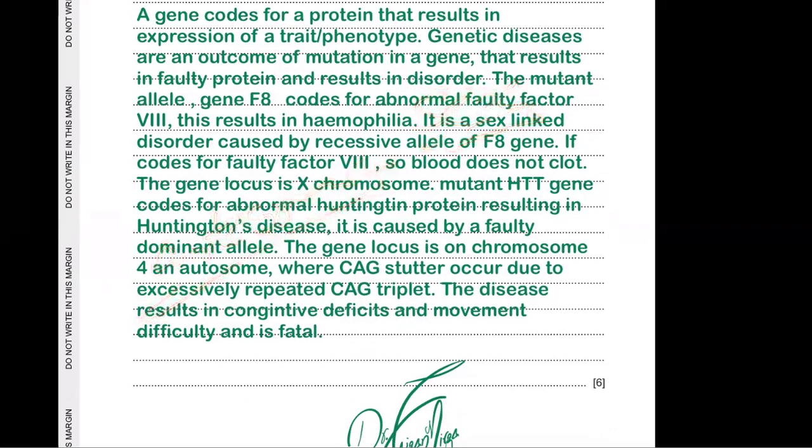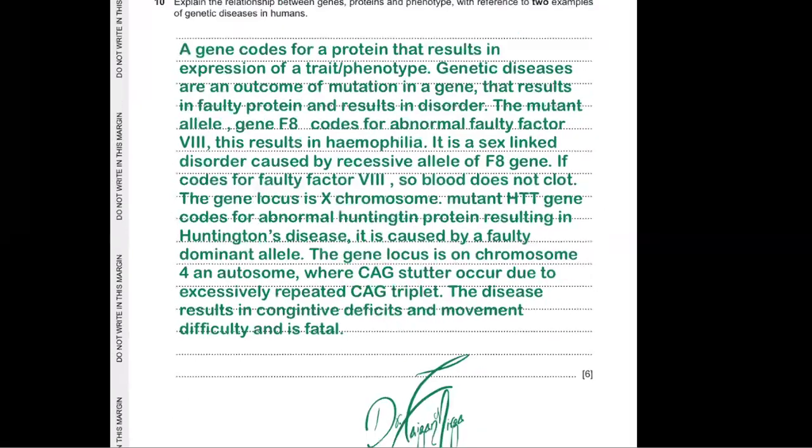You can also give the example of the TYR gene for albinism or the sickle cell anemia gene, the HBB gene. So either of them can be used. These are the 4 genes that we have studied in our syllabus, and I have picked these 2 for my answer. It is caused by the dominant allele, where we just explained what the problem is. The CAG stutter occurred due to an excessive repeated CAG triplet. The disease results in cognitive deficits and movement difficulty and is fatal eventually.